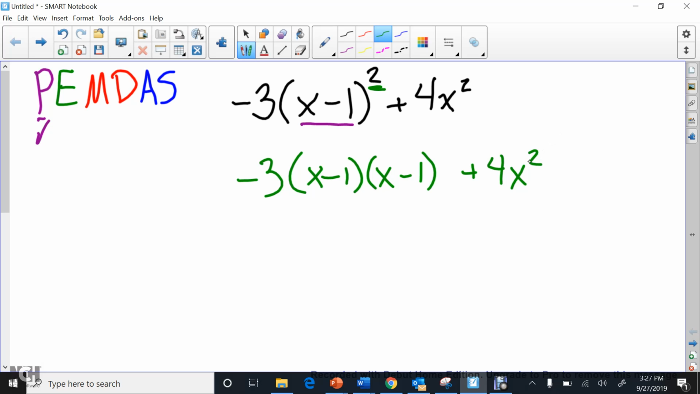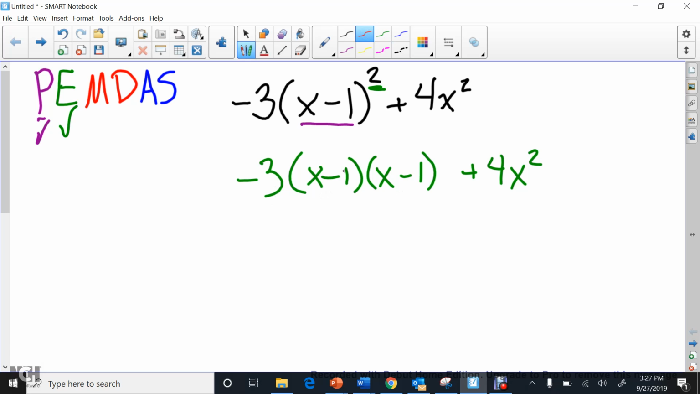Real quick, we do have a squared right here. However, x is being squared. There's no way to really simplify that. That is as simplified as it gets. So technically, we are done with our exponents there. Next moves to multiplication. That's what this distribution will be.